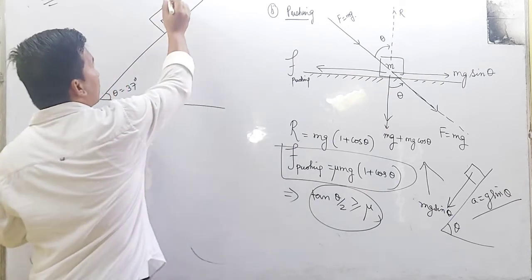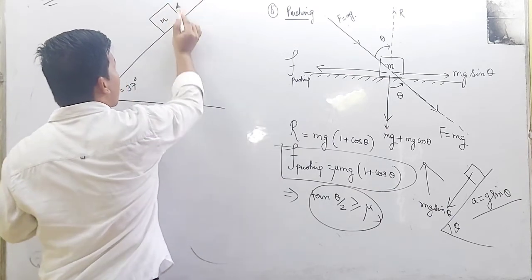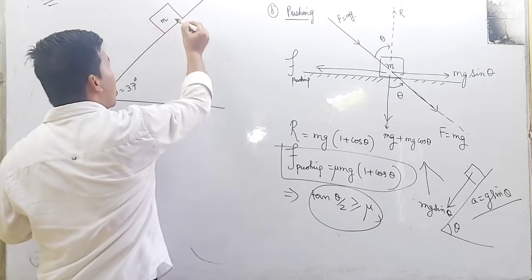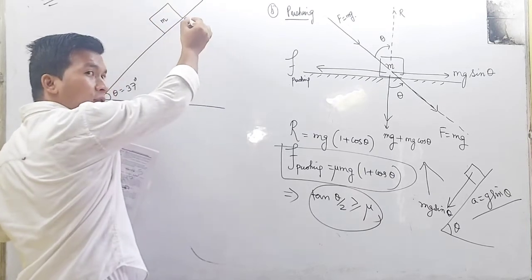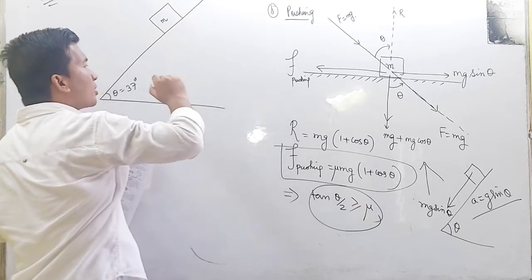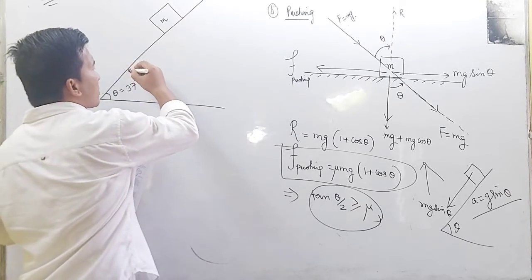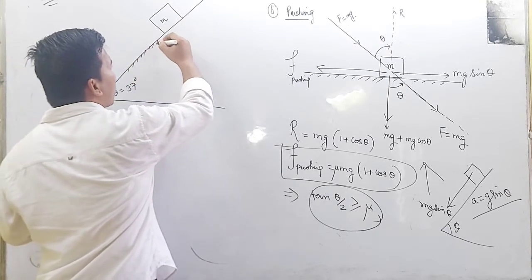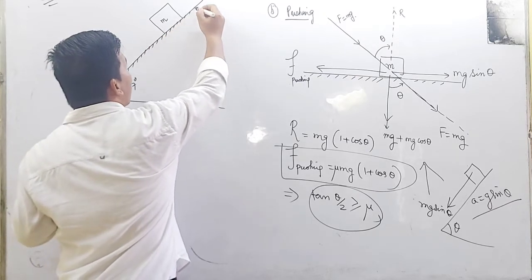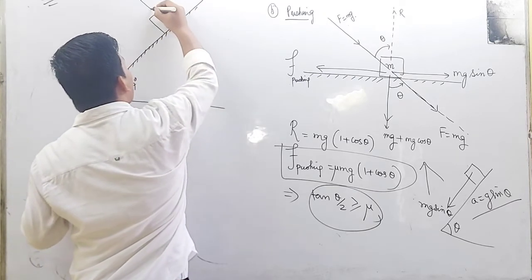Normal direction: do we have to draw the normal direction in this direction or in this direction? The normal direction must be drawn perpendicular to the surface. This will be our normal direction.